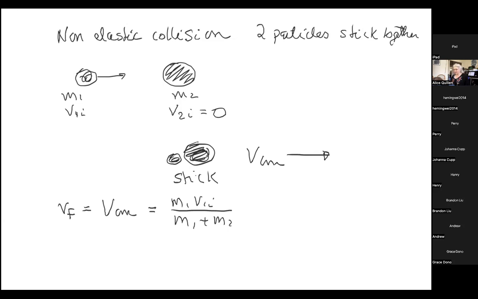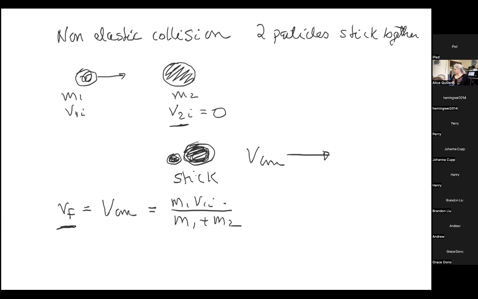Like that. And there would be another term here, except that we set v2I to be 0, and so that other term drops out. So this is the final velocity for the stuck together particles.